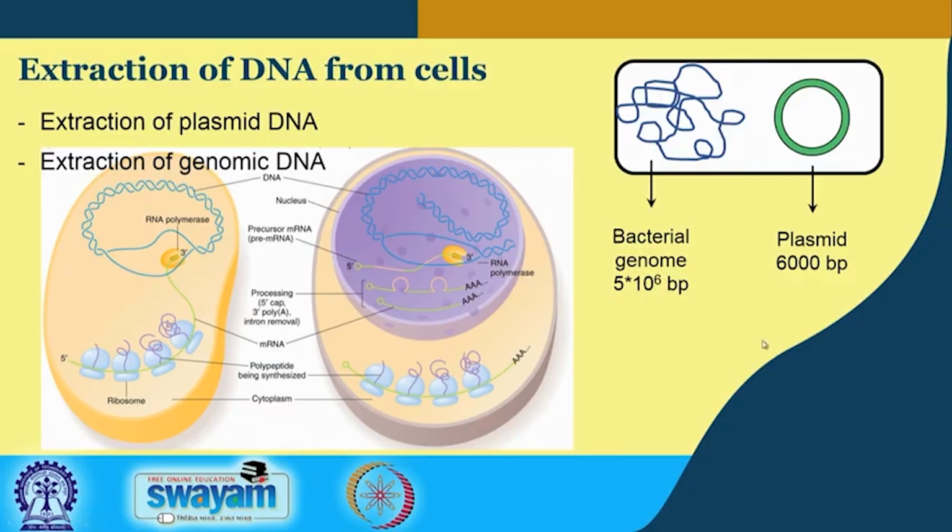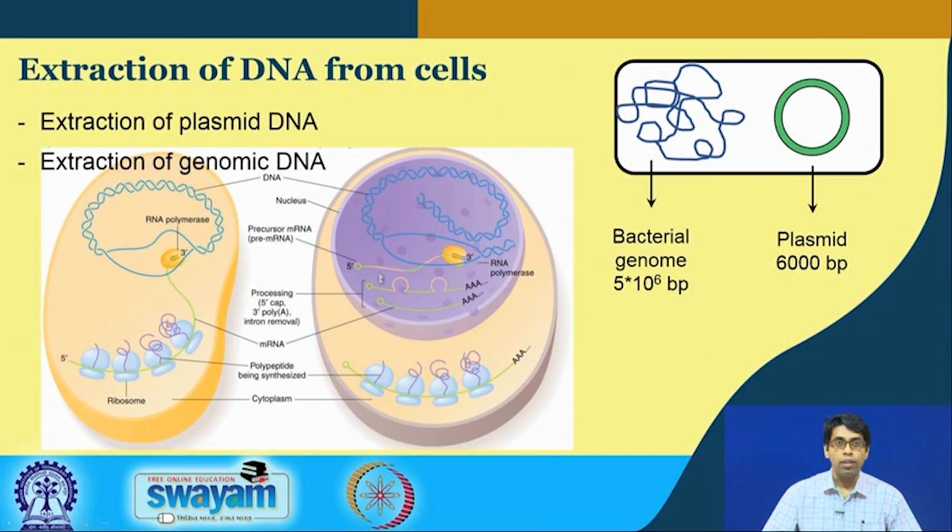So, just a brief recapitulation of what we learned in the previous lecture. This is, let us say, a bacterial cell which has both the genomic DNA and the plasmid DNA. The genomic DNA of the bacteria, let us say it is an E. coli cell, will be in the range of 5 million base pairs long, and the plasmid DNA is again a circular DNA, but it is much smaller. It is only 6,000 base pairs long. Both are double stranded DNA.